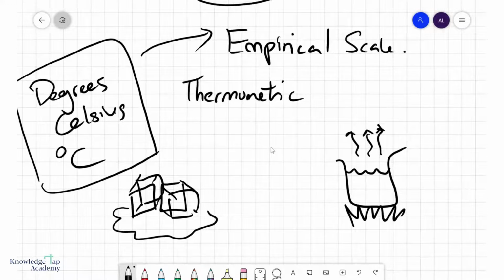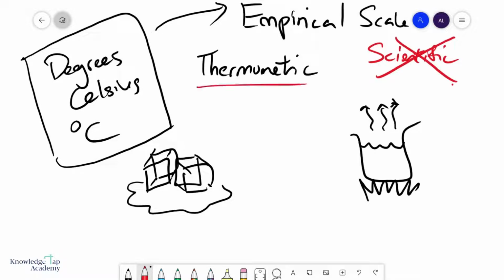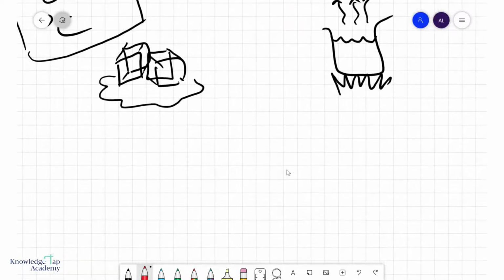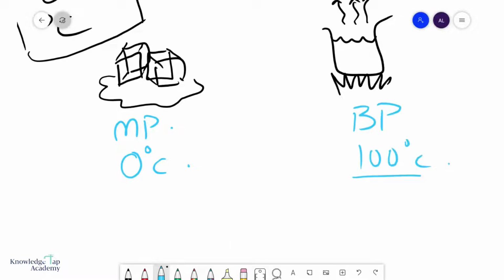So while the degree Celsius scale is used quite commonly in everyday life, it is not the preferred choice in scientific applications. For several reasons, we don't like this in science. First of all, empirical scales choose reference points, like the melting point of ice, which is of course called 0 degrees Celsius, and the boiling point of water, which is what we will call 100 degrees Celsius. There is absolutely no reason why these should be as such, but we just choose them to be, because these are your reference points.